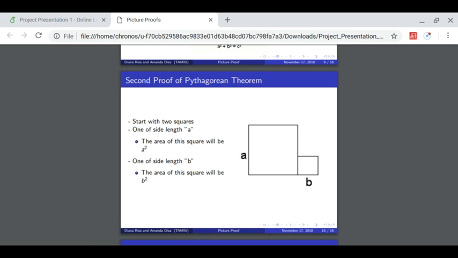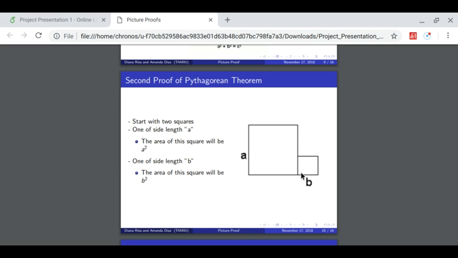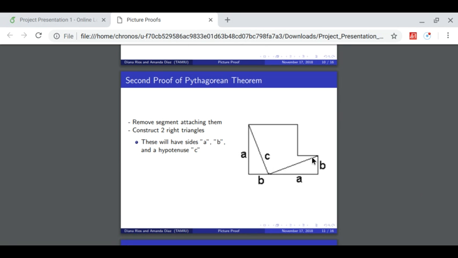For our next proof, we start with two squares. One of side length A, the area of this square will be A squared, and a smaller square with side length B, which will be B squared. When we remove the segment attaching them and construct two right triangles, these will have A, B, and a hypotenuse of C.